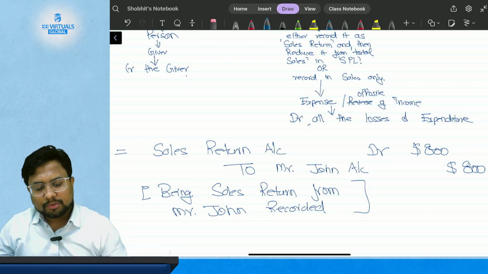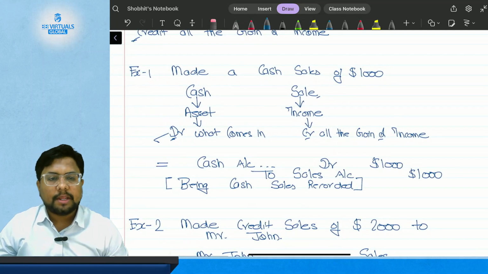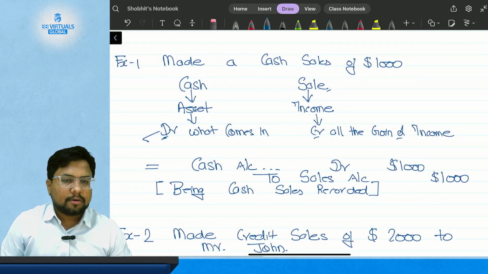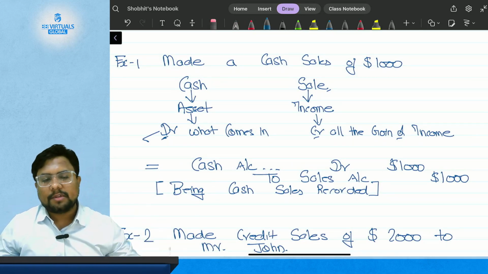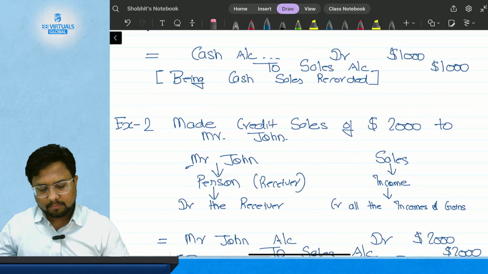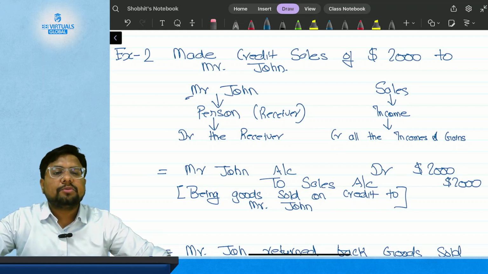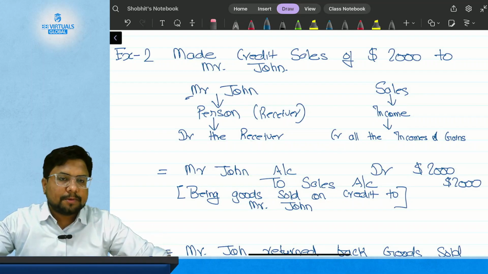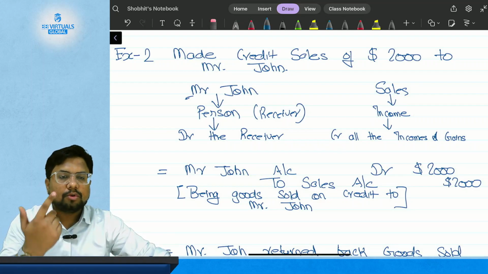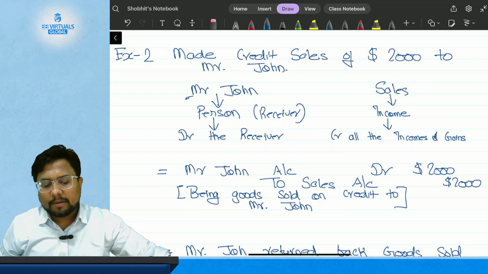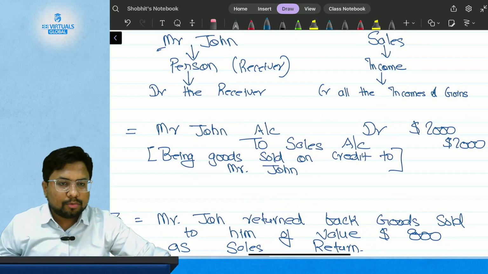So what we have studied till now are three illustrations. The first one was regarding cash sales, where we did the entry cash account debit to sales, because cash is an asset and an asset is debited when it comes in, and sales is an income, and the rule says credit all the income and gains. Then the second example was the case of credit sale to Mr. John. Mr. John is a person, and the rule says debit the receiver, credit the giver. Mr. John was the receiver because he received goods from me. So I debited Mr. John and credited the sales. So the entry becomes John account debit to sales account.